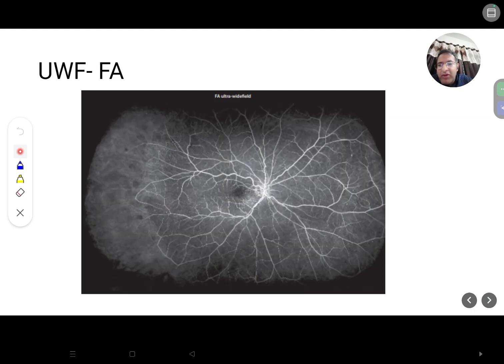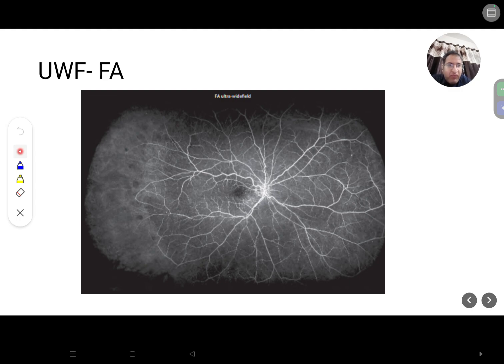The next example is ultra wide field fluorescein angiography. This is taken by a fundus camera which can take images up to 200 degrees. What is the use of ultra wide field fluorescein angiography? We don't have to do the montage.